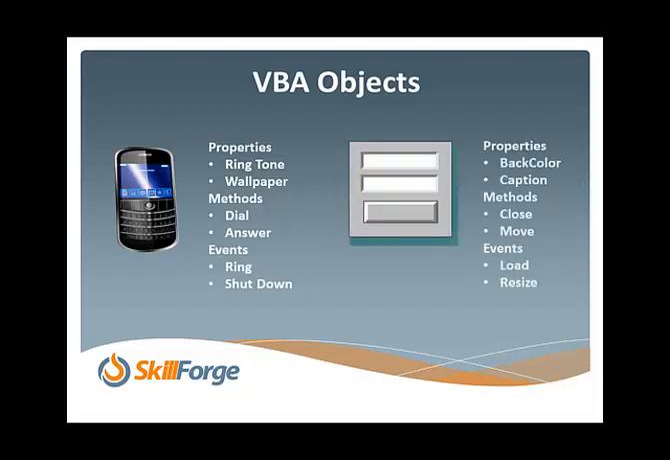Likening that to one of the objects in Access, again taking a look at a form, some of the properties of a form might be, again, the background color of the form, or the caption of the form, which is the title that appears in the title bar. We can change those programmatically in our code. Some methods that we might call on the form might be the close method to shut down the form, or the move method to move it on the screen.